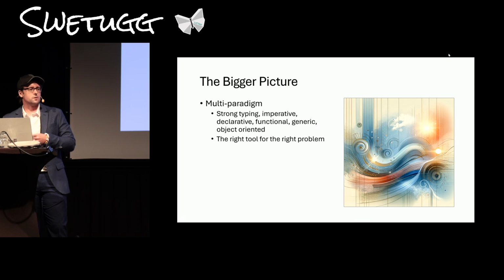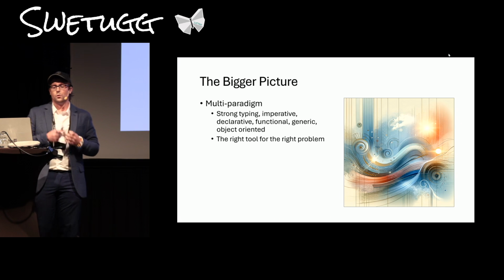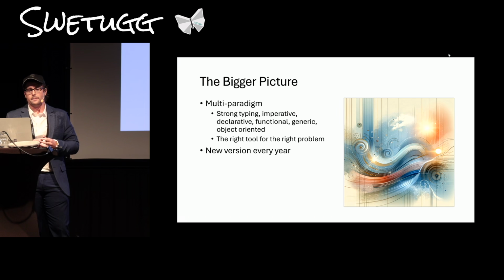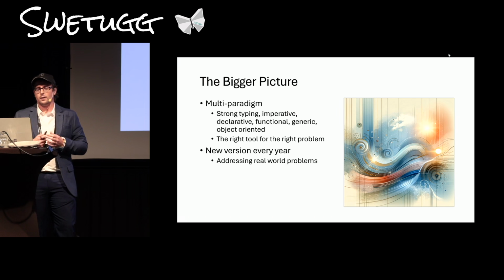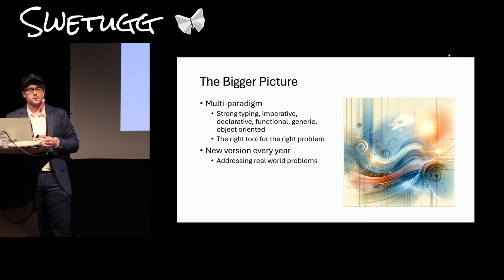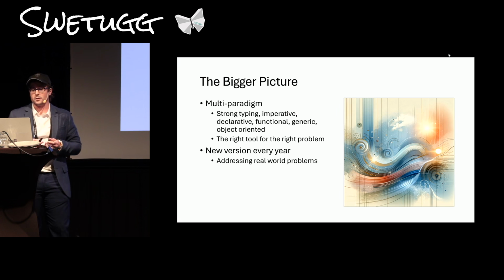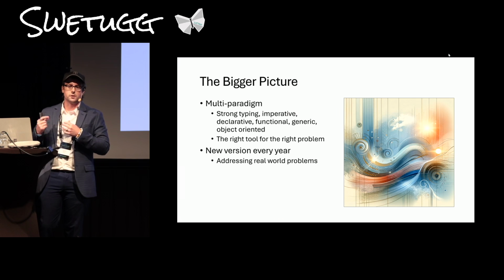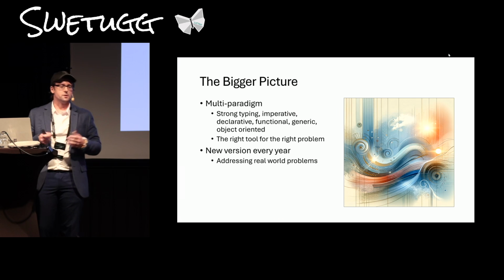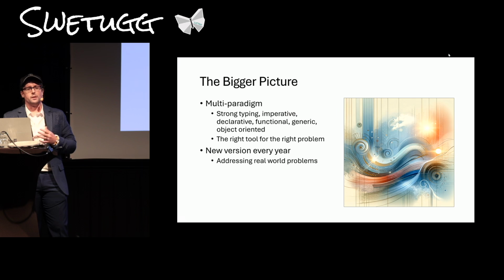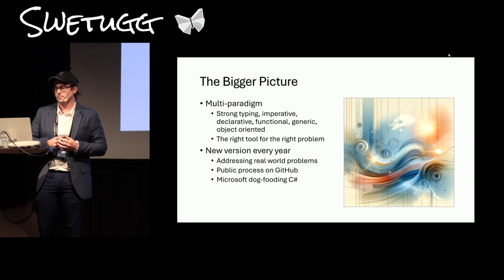What this allows us is to use the right tool for the right problem, and that is not to be underestimated. There's a new version every year, and it actually addresses real-world problems. Every time there's a new version of .NET and C#, you know, okay, it wasn't a vanity feature that was added. It's something that's used either by us who are using C# or some team at Microsoft that needs better performance or better syntax.